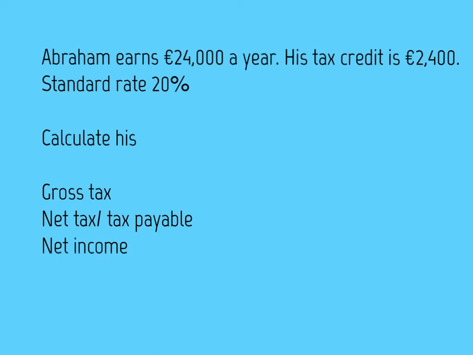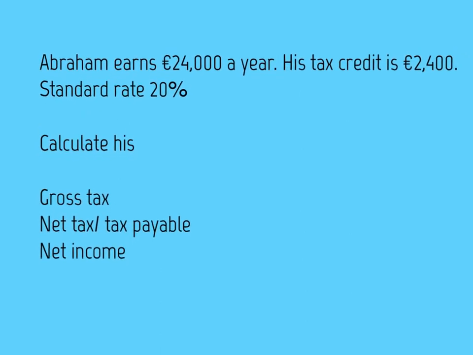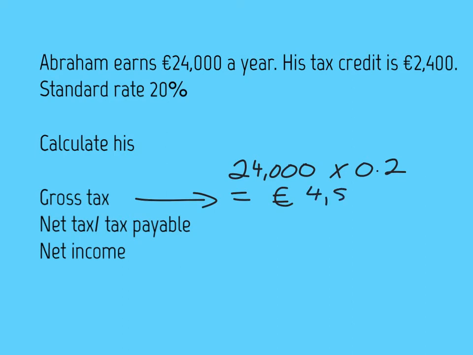multiply 24,000 multiplied by 0.2, and what we're going to get, and this will be his gross tax, is 4,800.